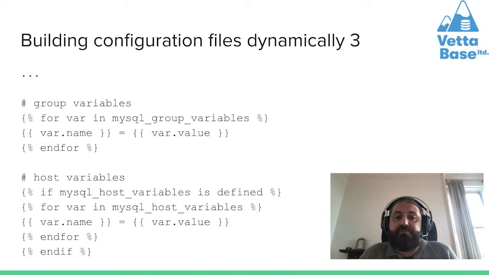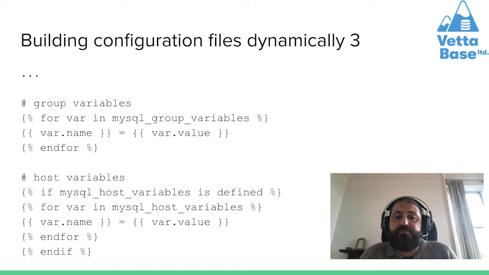And then we can have MySQL host variables, which could be defined for every host, but not necessarily, because as you can see, there is a check if MySQL host variables is defined, which basically avoids a failure in case the variable does not exist for a certain host. In any case, we will write, for each item of this list, we will use an attribute called name and another attribute called value, and we will write name equal value.